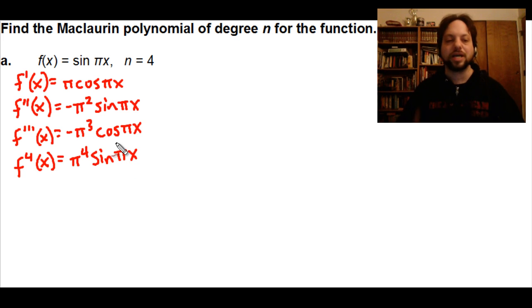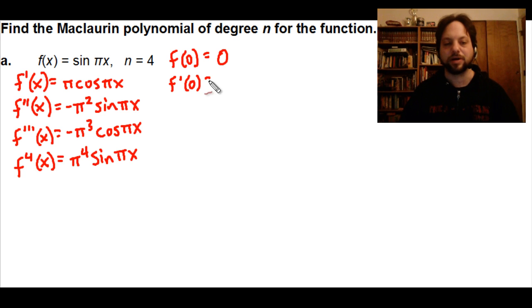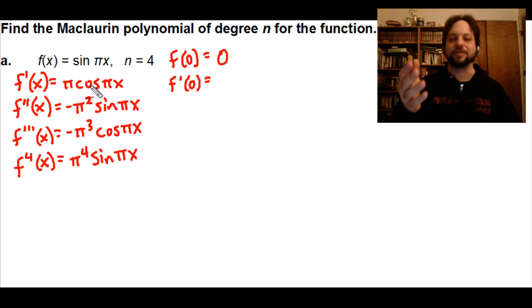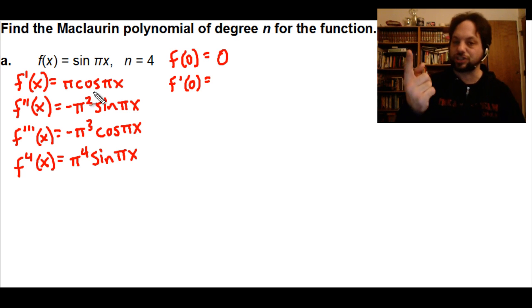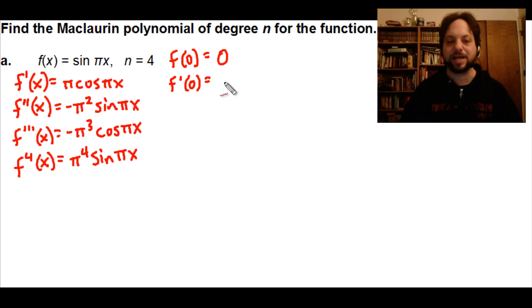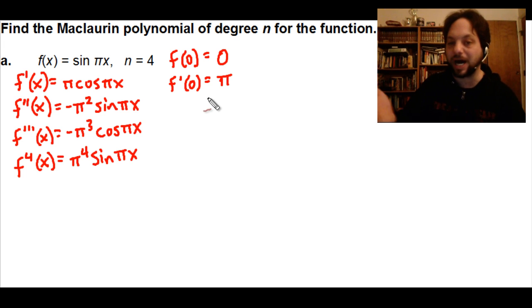Now I'm going to come back and say, okay, what is f of 0? In other words, if I plug 0 in here, what would I get? The sine of 0 is just 0. What is f prime of 0? If I stick 0 into my first derivative, hopefully you can see that the cosine of 0 is actually just 1, and I have a pi out front. So f prime of 0 is pi.